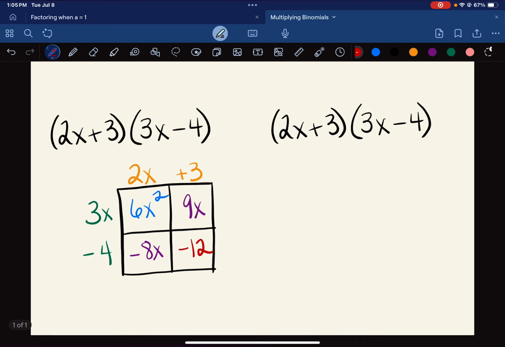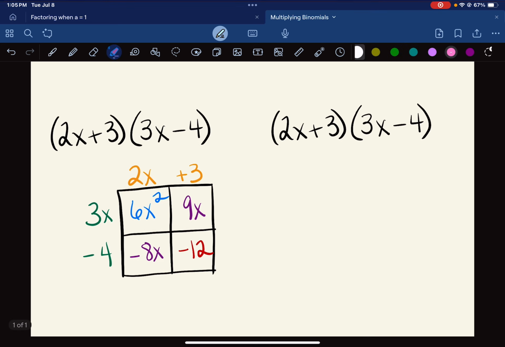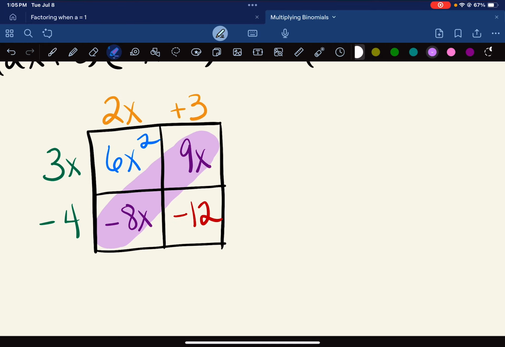And then when I look at my values inside my box, I can see that I have both a 9x and a negative 8x that we need to combine together. These two values I am going to combine together because they are like terms. So 6x squared does not have a like term to go with it, so I'm just going to bring it down. 9x minus 8x, or you can say negative 8x plus our 9x, either way, is a positive 1x, or just x. And then I have our minus 12 there on the end.